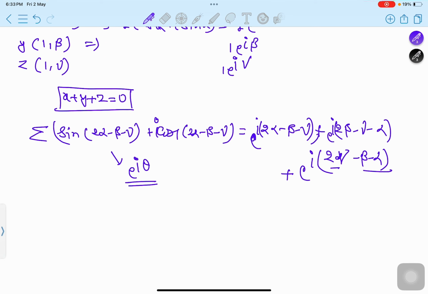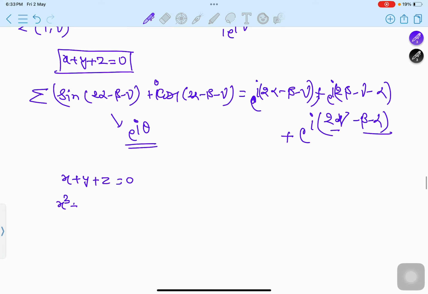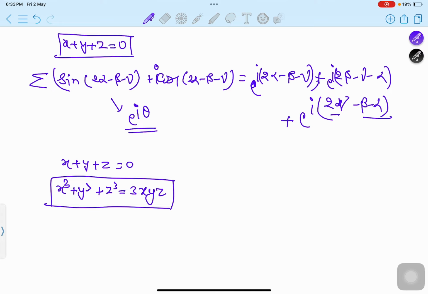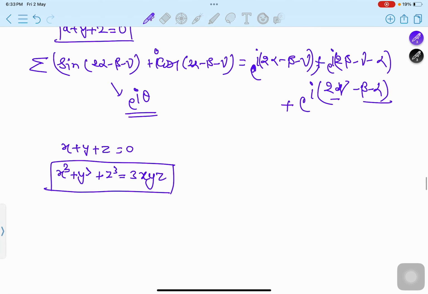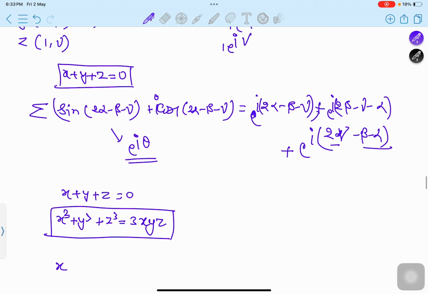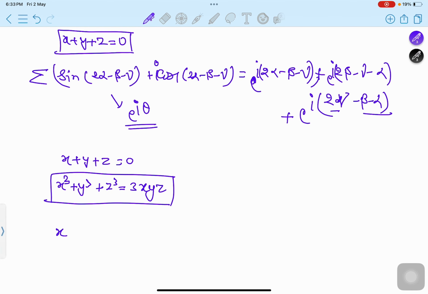So it's an easy process, but how to manage that 2 alpha, beta, gamma? So one condition is given, x plus y plus z equals 0, and from this condition, x cube plus y cube plus z cube equals 3xyz. So why not apply that? x, y, z are given, put the values of x, y, z. You can apply it like this, divide by xyz. So x cube divided by xyz, same with y cube divided by xyz, same with z cube divided by xyz, equal to 3.